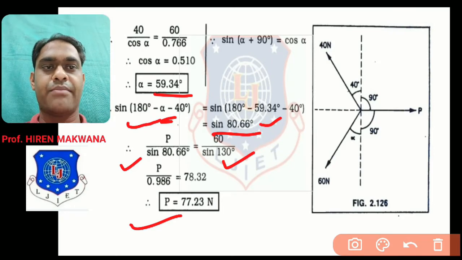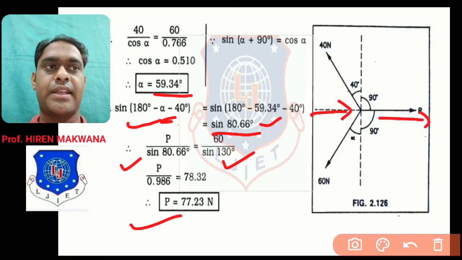It is our first example. We have to find P. What is the main thing? We have to convert P from compressive to P tensile. This is the most important thing. Then perfectly find the angles and get the value of P, 77.23 Newton. Okay, so it is quite simple now.